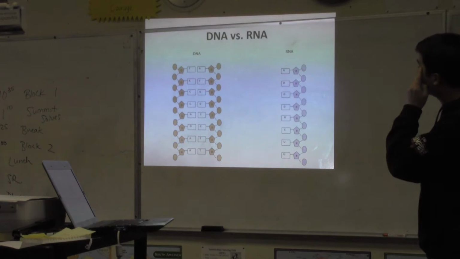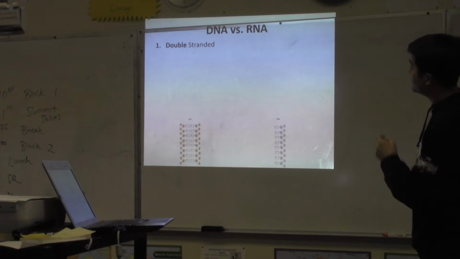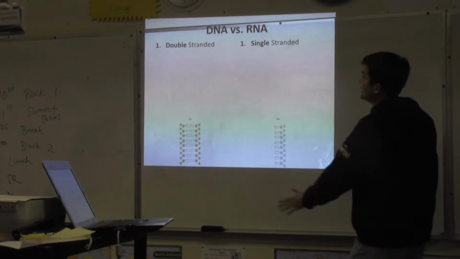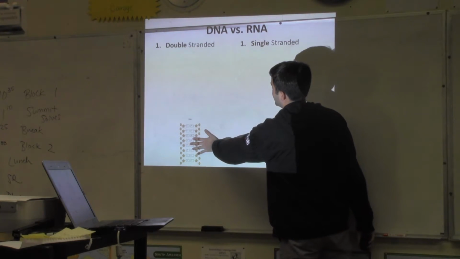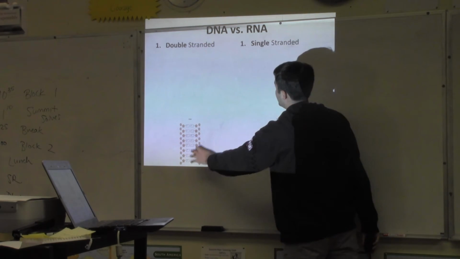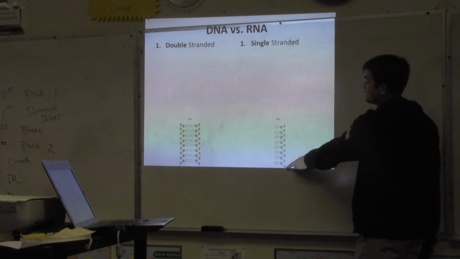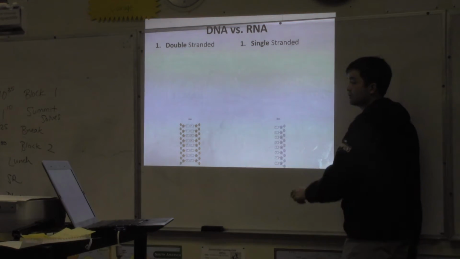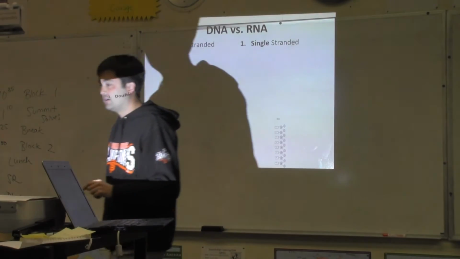And so let's take some notes about that right now. The first big difference that we talked about: DNA is double-stranded. There's 2 parts to it, 2 sides to it. RNA is single-stranded. There's only 1 side to it. So make sure you're writing that into your notes.